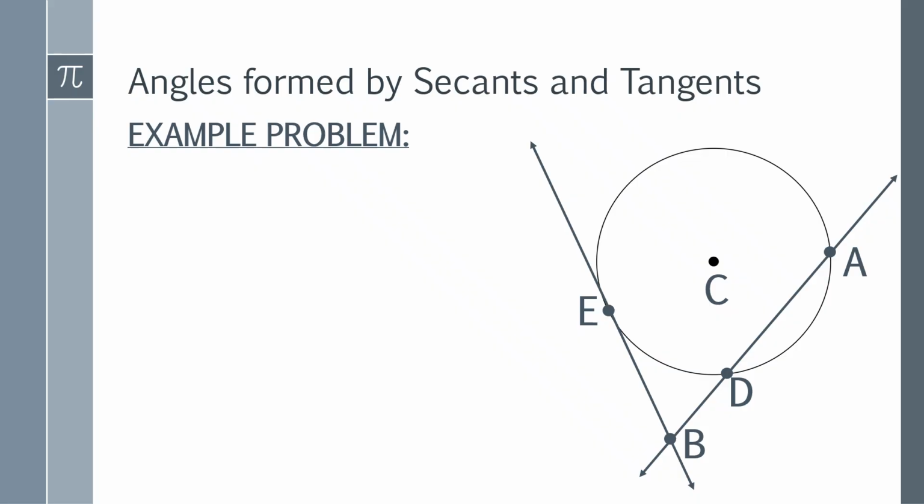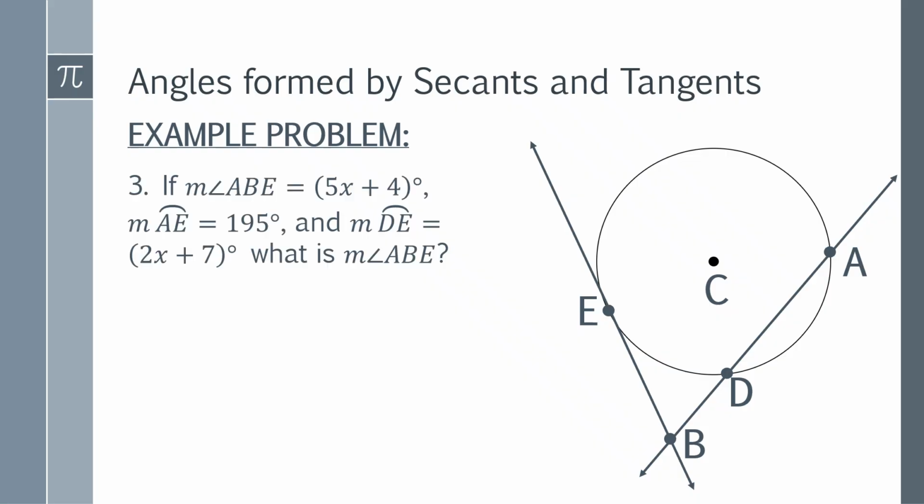Okay, let's have one on your own. If the measure of angle ABE is 5x plus 4, the measure of major arc AE is 195 degrees, and the measure of minor arc DE is 2x plus 7, what is the measure of angle ABE? Pause this video, and if you're done, please resume this video. Try this first before you answer.